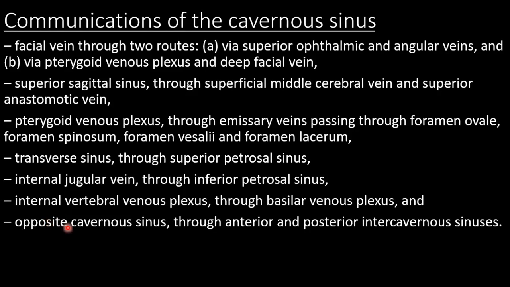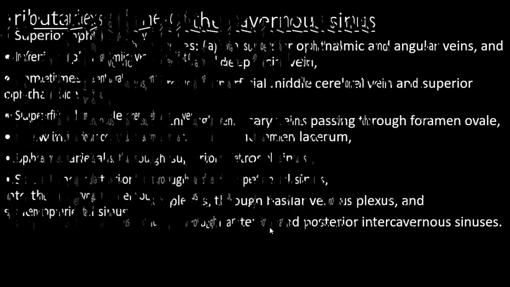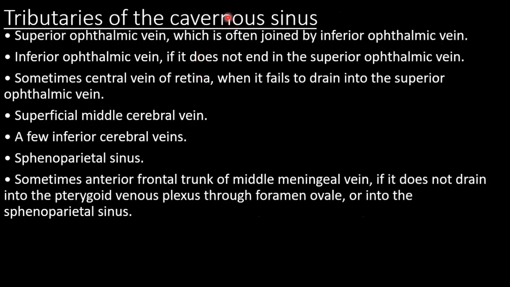Now it also communicates with the opposite cavernous sinus via the anterior and posterior intercavernous sinuses. Now, tributaries of the cavernous sinus. They will receive blood from the superior ophthalmic vein, which is often rejoined by the inferior ophthalmic vein. Also, it will receive from the inferior ophthalmic vein if it had not joined the superior ophthalmic vein. Also, sometimes the central vein of the retina can drain blood into the cavernous sinus if it had not joined the superior ophthalmic vein.